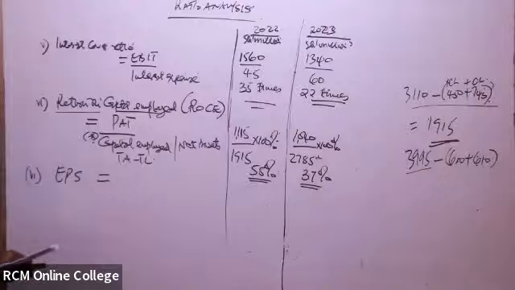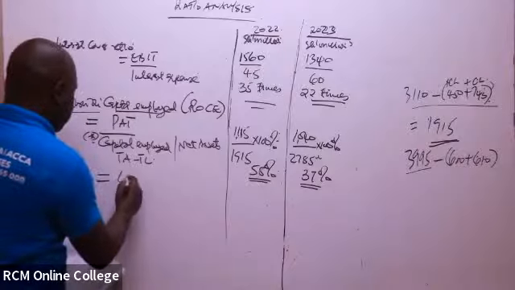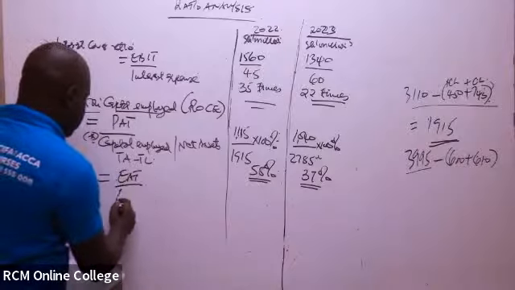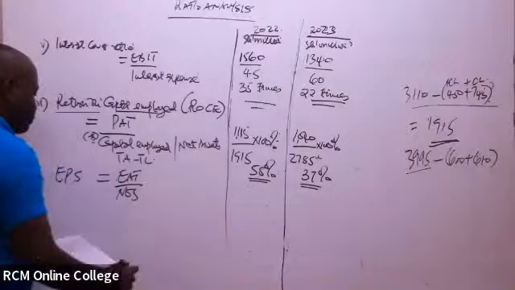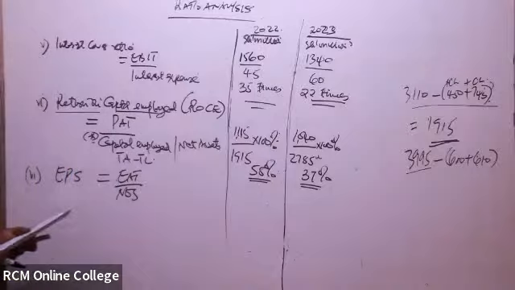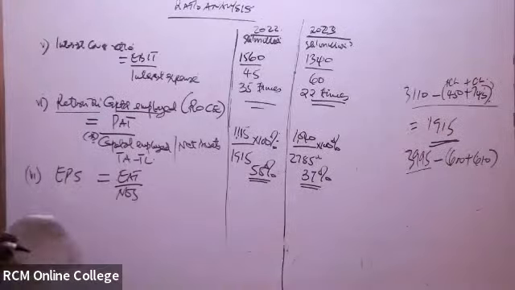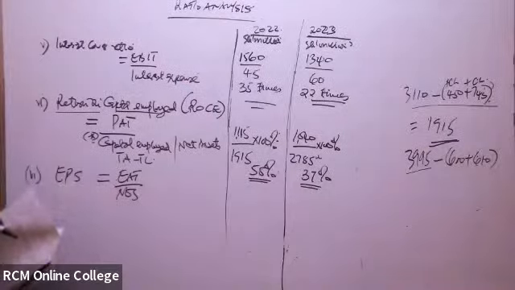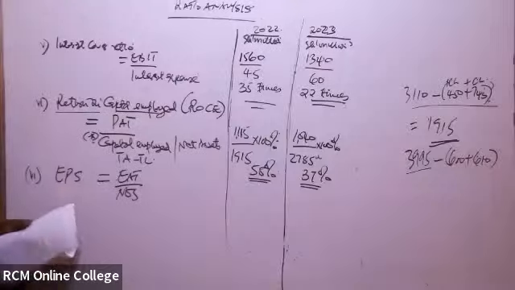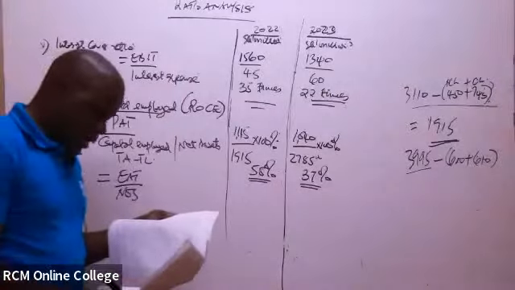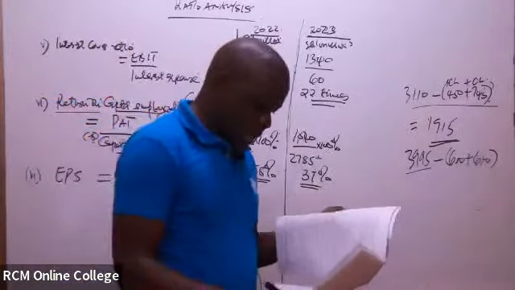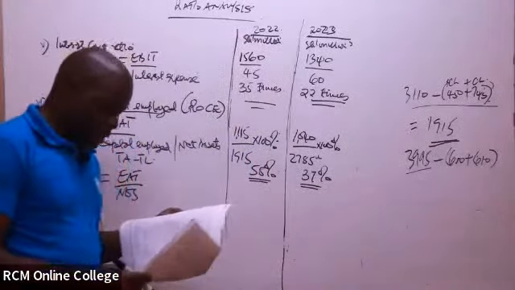It is earnings after tax over the number of ordinary shares. So the earnings you have after tax over the number of ordinary shares. You need to identify your ordinary shares. How many ordinary shares do you have there?